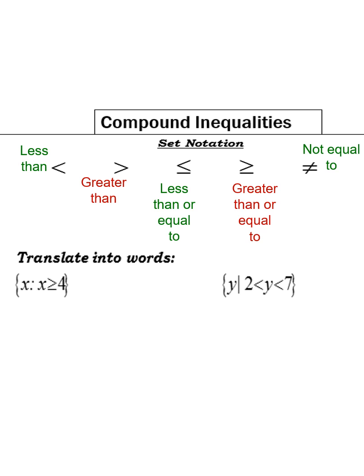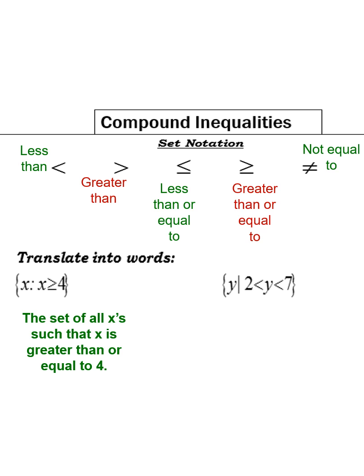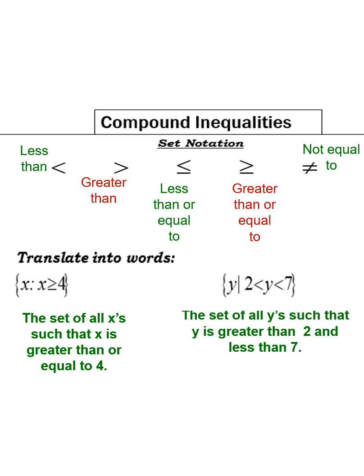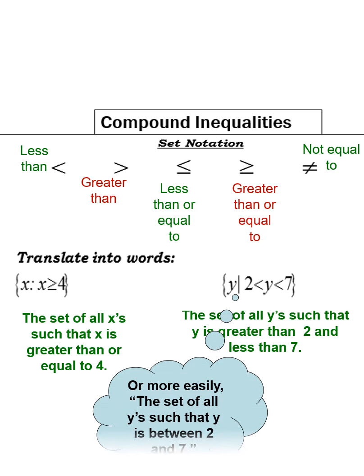We're going to translate the following into words. When you see the curly brackets and you see the colon, it means the set of all x's such that x is greater than or equal to 4. Here, we don't see a colon, but we do see what looks like one of the lines for the absolute value, but the notation is a little different, but it reads the same. The set of all y's such that y is greater than 2 or less than 7. We could say y is between 2 and 7. That's another way of saying it.